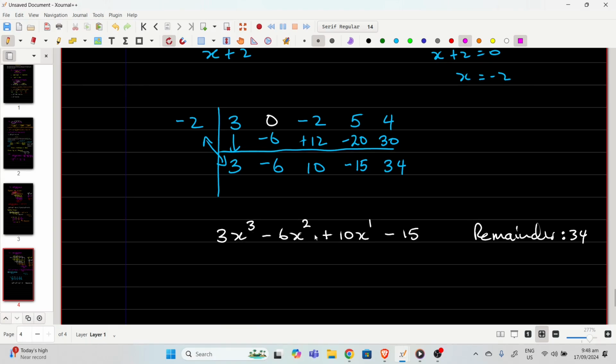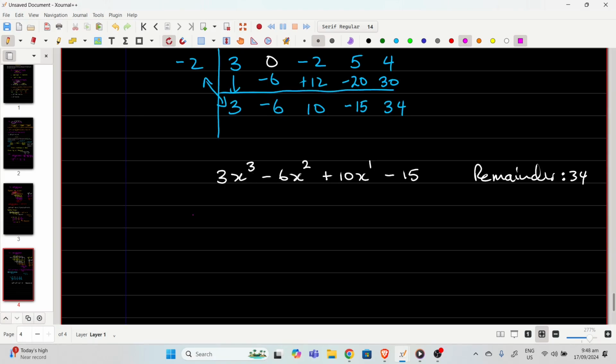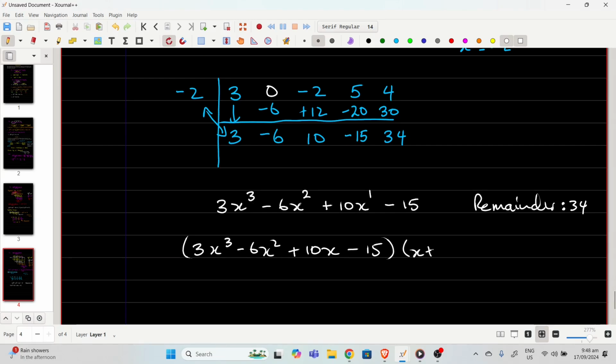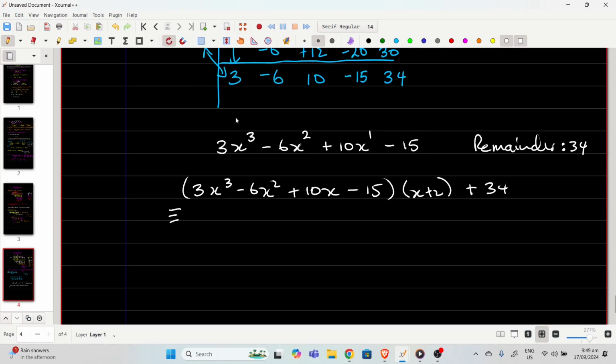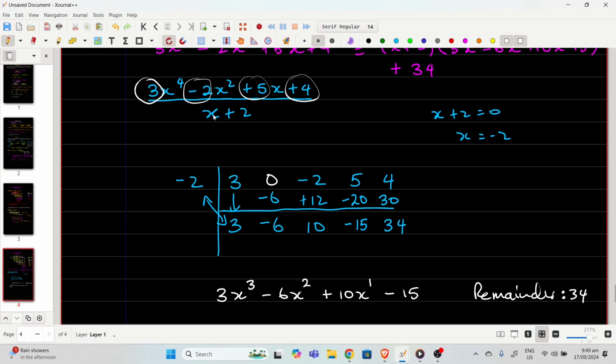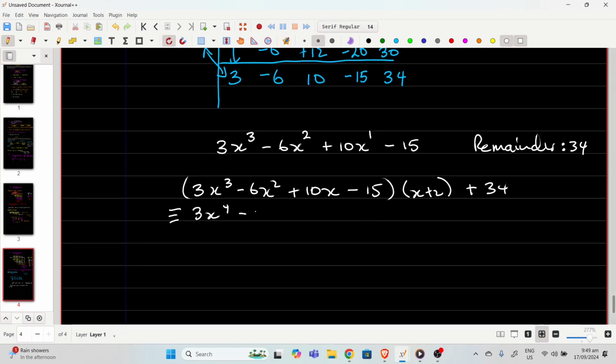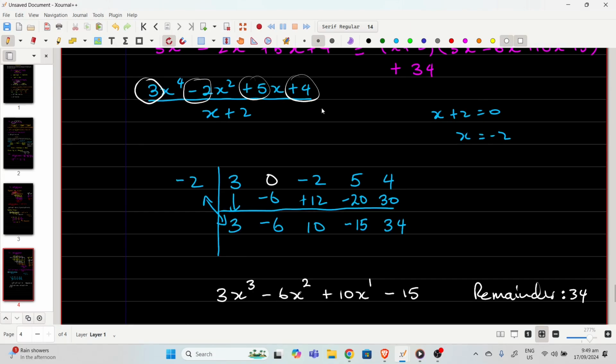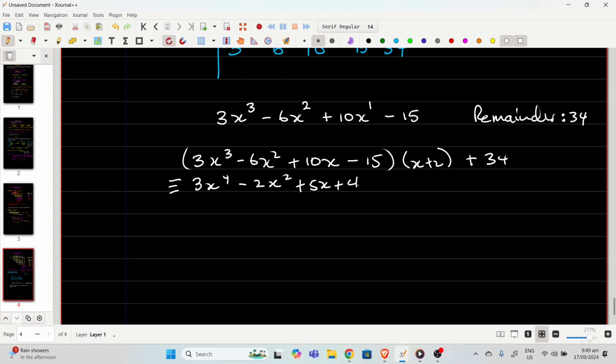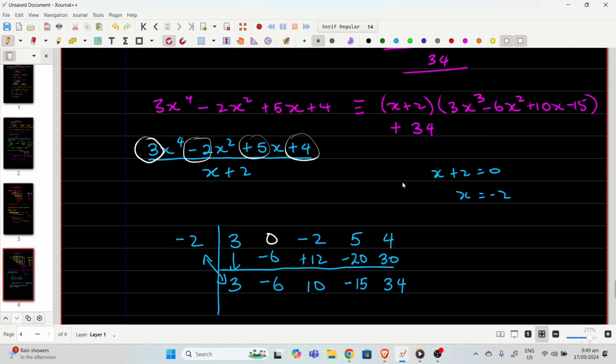All right, so let me come back here. So this is this, and the remainder 34. So I will have 3x to the third power minus 6x squared plus 10x minus 15 times the original x plus 2, plus the 34, would be equivalent to the original equation, which is 3x to the fourth minus 2x squared and then plus 5x plus 4. Right? So that is the result of every single one of them.